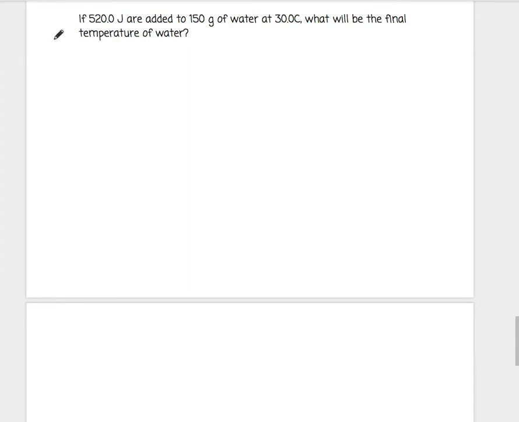In this problem, it says, what will be the final temperature of the water? Well, there's my question word, and that's what I was looking for when I skimmed through that problem. I said, what? And then find out what they're looking for. We're looking for the final temperature. They gave us joules, 520.0 joules, and they gave us mass, which is grams, and they gave us a temperature. Don't be fooled by that.